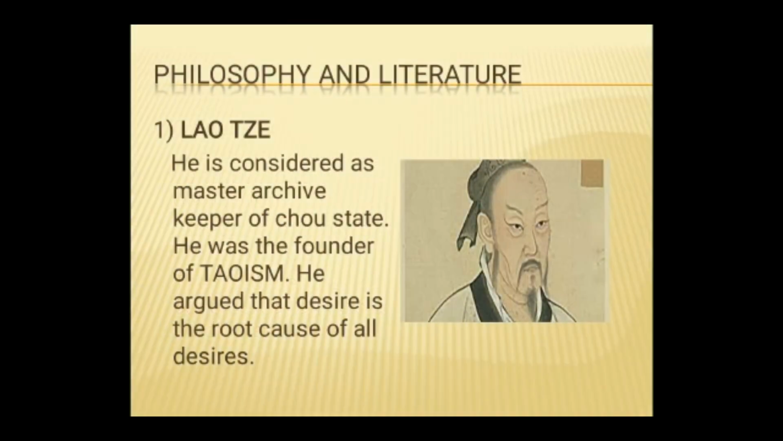Now let us learn about the different philosophers of China. First, Laozi. He is considered the master archive keeper of the Chao state. He was the founder of Taoism. He argued that desire is the root cause of all suffering. So in this picture, you can see the philosopher Laozi.